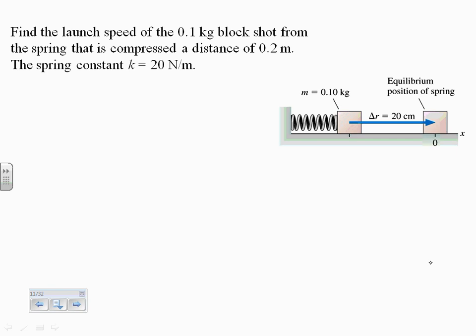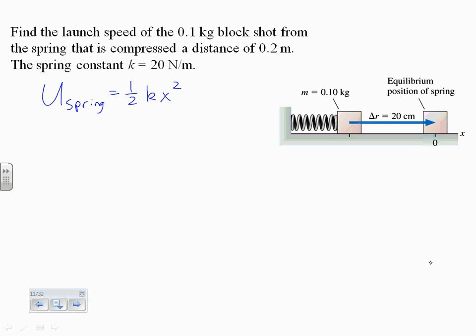To do this problem, first we need to know that the potential energy of a spring is 1/2 kx squared. In this equation, k is the spring constant, or the force constant, that describes how easy or difficult it is to stretch the spring, or the stiffness of the spring. x is the distance that the spring is either stretched or compressed from its unstretched or equilibrium position.